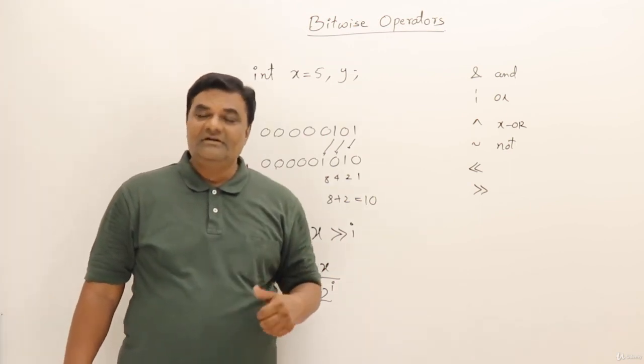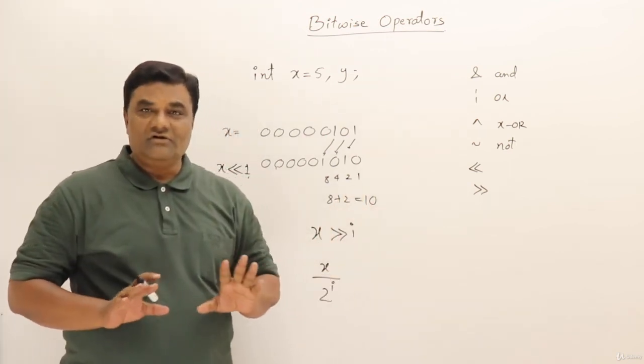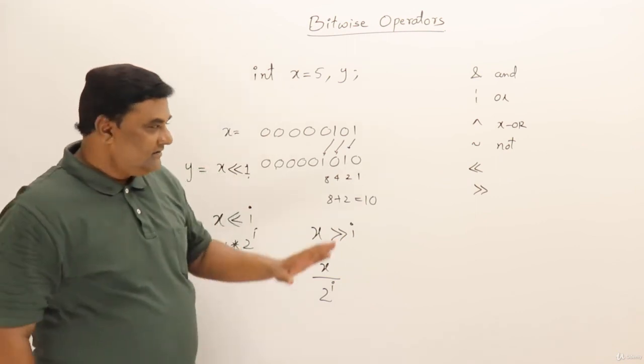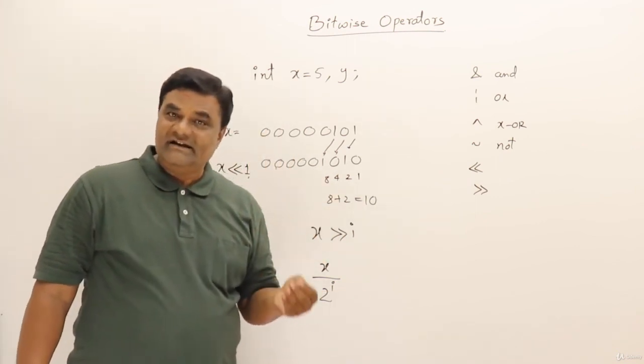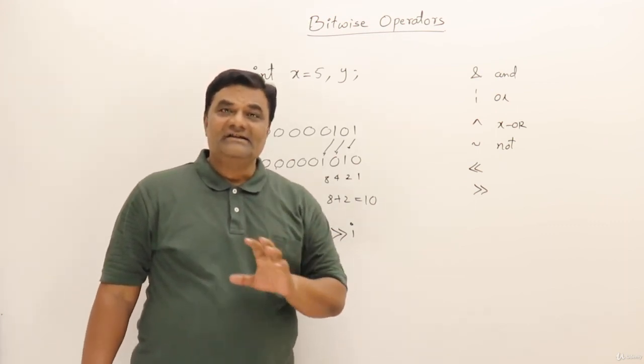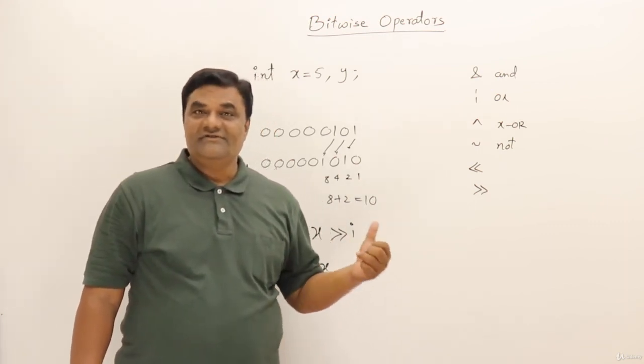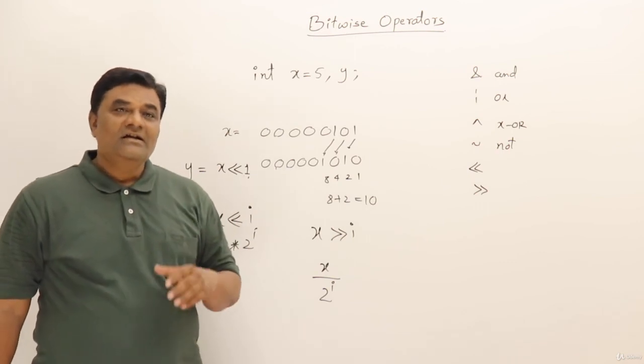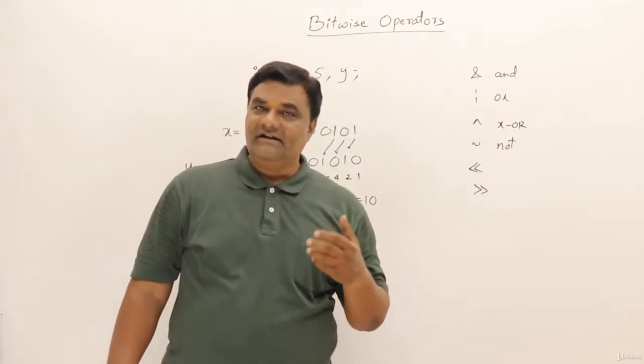But one thing you should remember here: the sign bit is not included. The most significant bit, if the number is negative, it remains negative only. If it is positive, it remains positive only. The sign bit is not disturbed in left shift and right shift operations. Let us see this practically by writing some program.